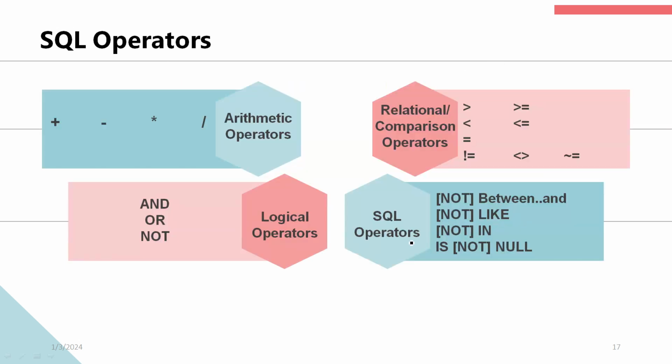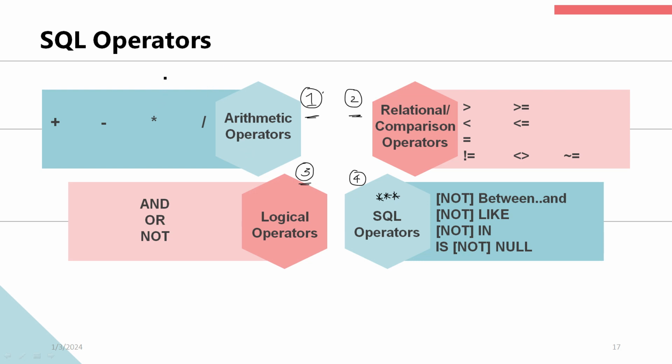Basically we have these 4 types of SQL operators. The first category is arithmetic operators. Second, relational or comparison operators. Third, logical operators, and fourth, SQL operators. This set of operators is exclusively available for SQL only. The other 3 kinds of operators are available in any other programming language as well.